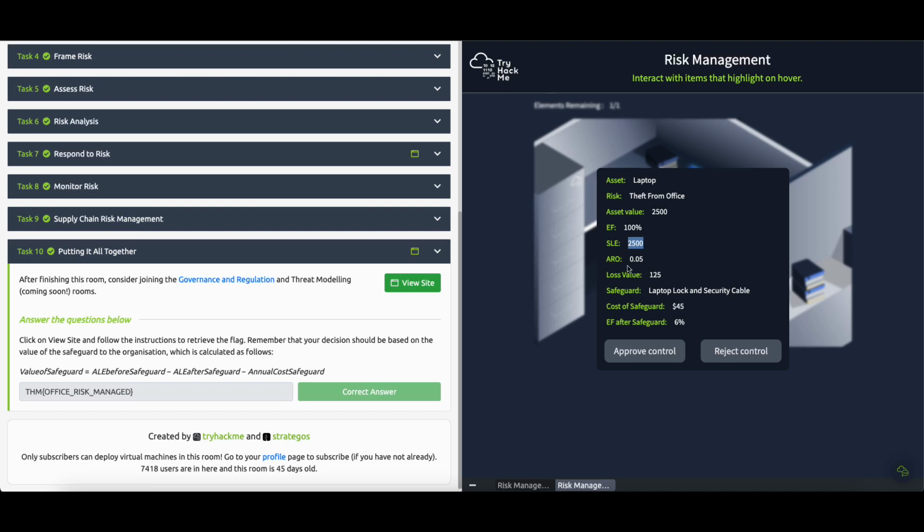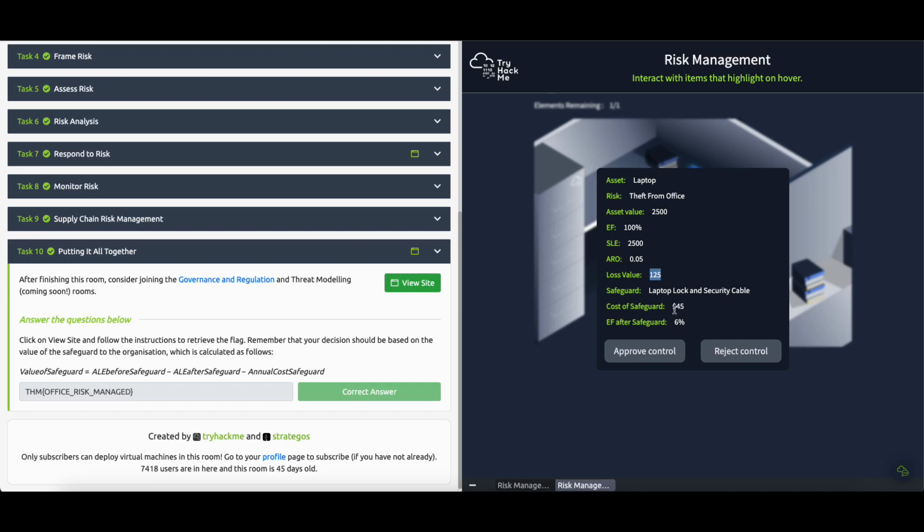ARO, which is annual rate of occurrence, is 0.05, and loss value is also calculated. You see, before this one we had to calculate it by ourselves, but this time they are all calculated, so it's good. We will just see the answer. We can see it easily.